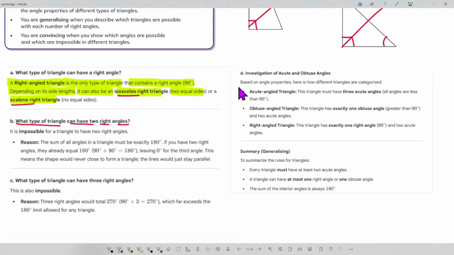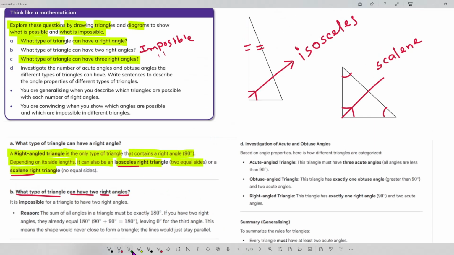Number D has mentioned, investigate the number of acute angles and obtuse angles the different types of triangles can have. Write sentences to describe the angle properties of different types of triangles. You are generalizing when you describe which triangles are possible with each number of right angles, and also you are convincing when you show which angles are possible and which are impossible.